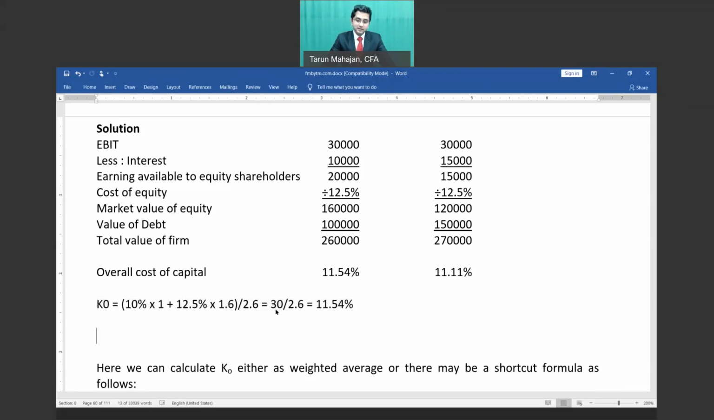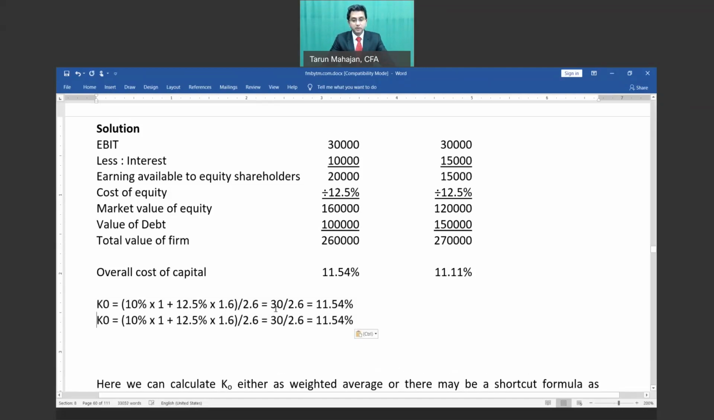In second case, it will be 10% into 1.5 lakh rupees of debt plus 12.5% into 1.2 lakh rupees of equity. Total 2.7 lakhs. So in the numerator, it will be 12.5 into 1.2 plus 15, that is 30, divided by 2.7. So this is the proper method.